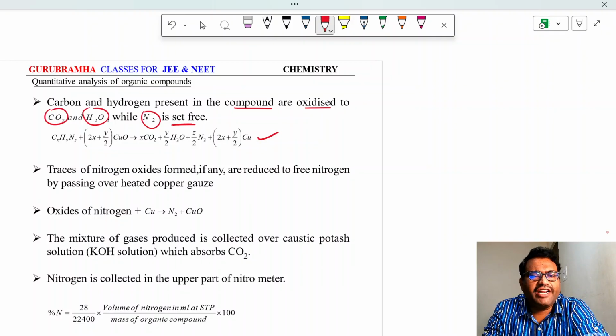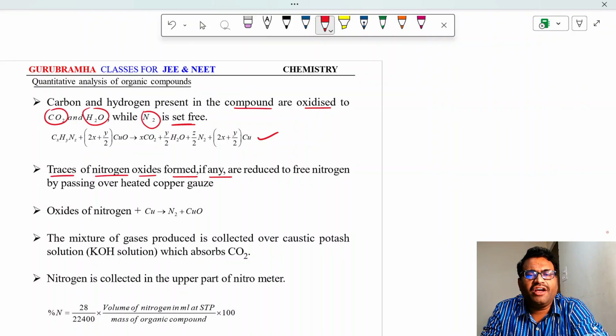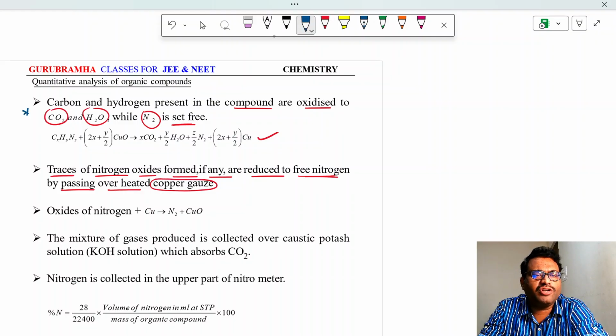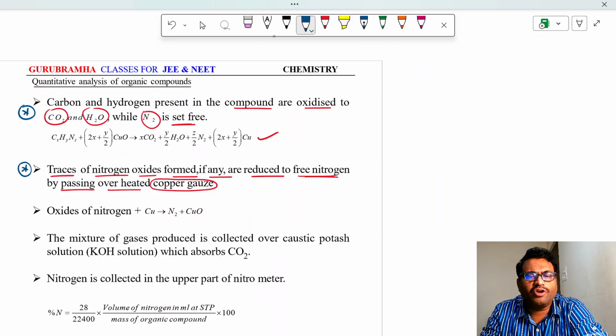Okay. So traces of nitrogen oxide formed, if any, are reduced to free nitrogen by passing over copper gauze. So these points are important. Based on these points we have PYQs. Copper gauze, you have to remember this.